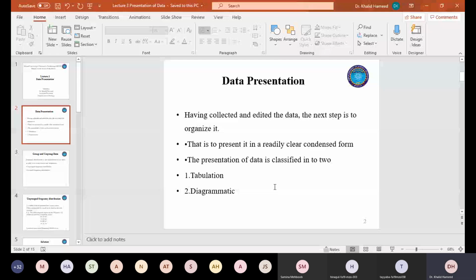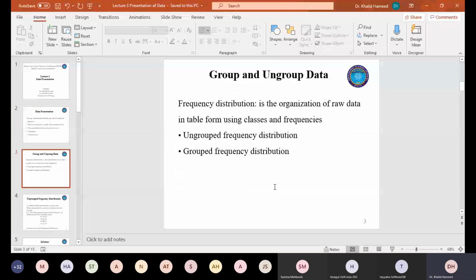So in order to present your data set, and when we start discussing all those tables and diagrams, we need to understand one more thing. We can classify the data set into grouped and ungrouped data. Can anyone define what is grouped data and what is ungrouped data, if you know?